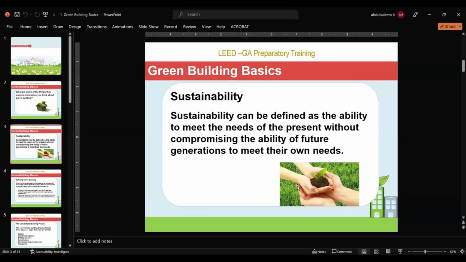So next term is sustainability. So what is sustainability? Do you have any idea what sustainability is? Yeah, but I want it to be more interactive.